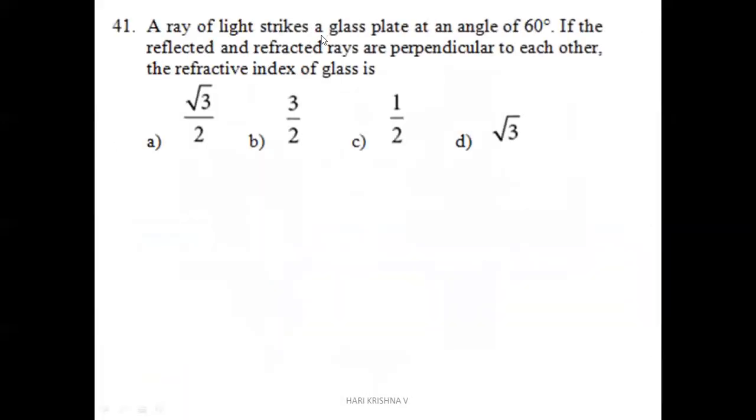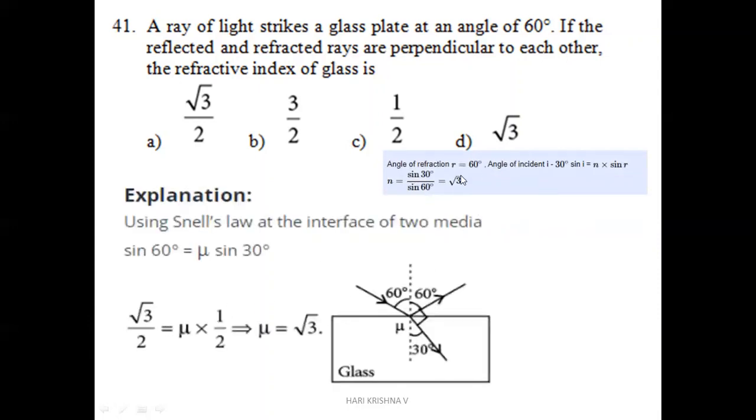A ray of light strikes a glass plate at 60 degrees. If the reflected and refracted rays are perpendicular to each other, then nothing but sine I by sine R, sine 60 by sine 30, you get it as root 3. Snell's law: sine I by sine R. So you get mu is equal to root 3. Option D.